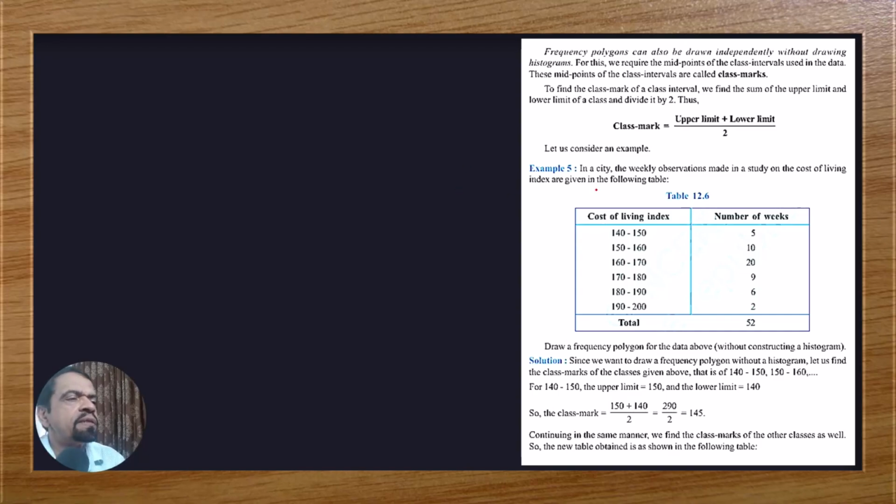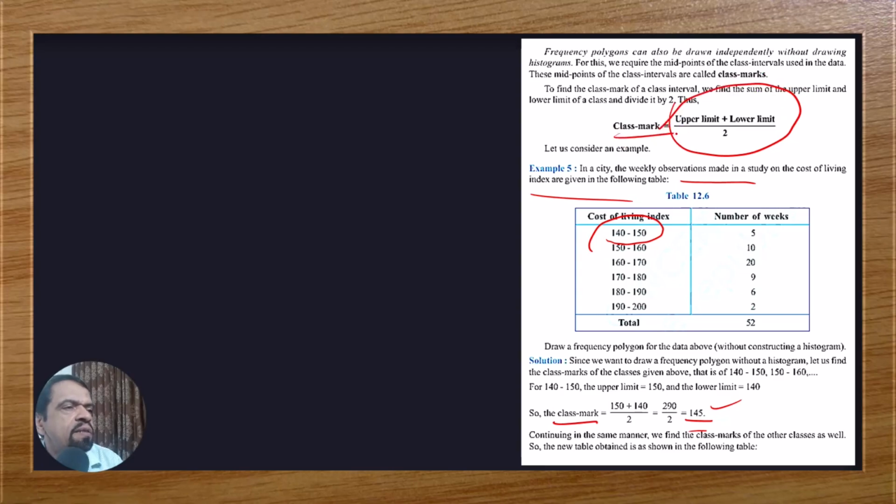Now see here, students, in this question: in a city, weekly observations were made in a study of the cost of living index. So 140 to 150, 150 to this. These are the number of weeks: 5 weeks cost of living index and 10 weeks cost of living index. For drawing the polygon, we'll calculate the class mark. Class mark is lower limit plus upper limit upon 2. 140 plus 150, 290 upon 2. So it is 145, using the formula upper limit plus lower limit upon 2.